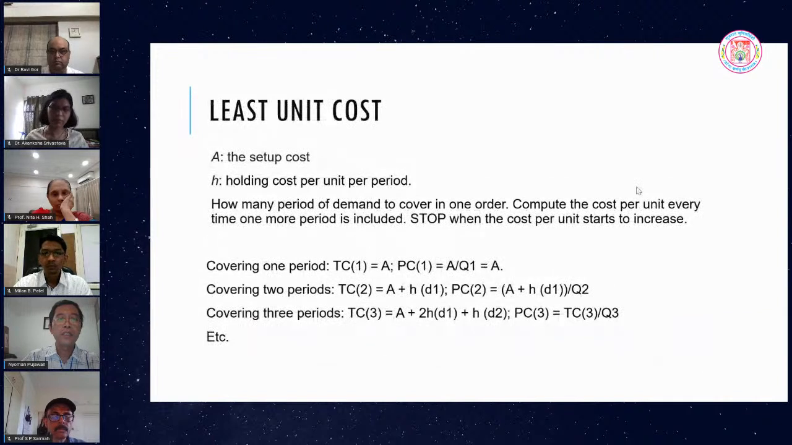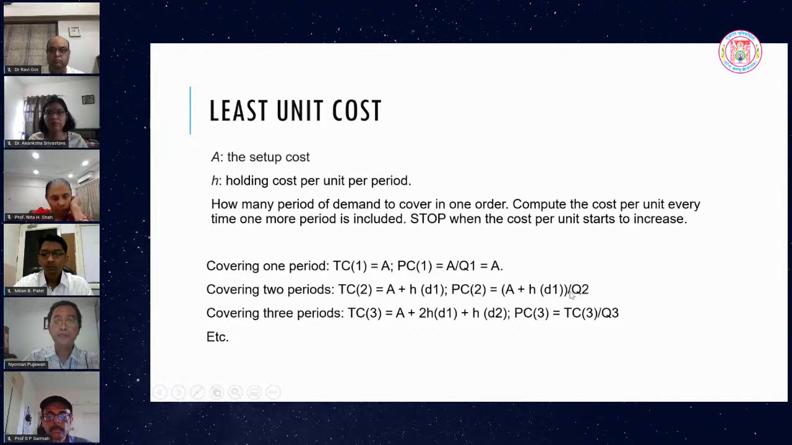Now, least unit cost is very similar, except you are looking at cost per unit rather than cost per period. So the denominator here is not the number of periods that you will cover in one order, but rather the quantity of the demand that you will include in one order.